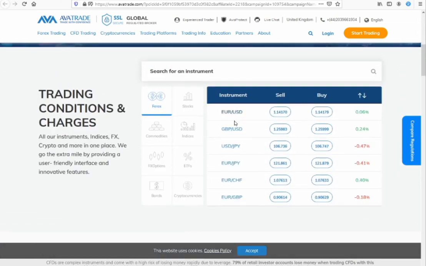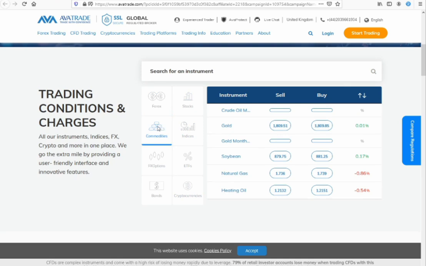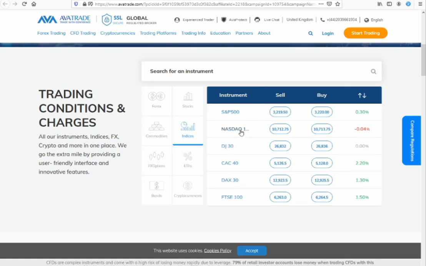Okay, so here, currency pairs. These are all CFDs. Let's see what commodities they do. So crude oil, this will be on a CFD. Gold, soybean, natural gas, heating oil. These are all CFDs. Indices, these are all CFDs. There's no other way to do it.